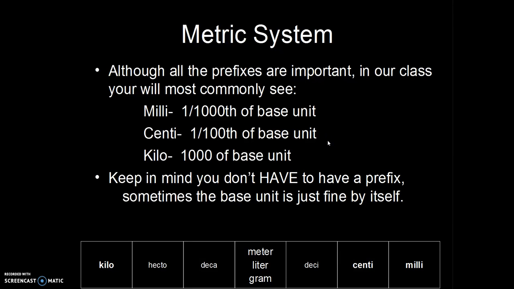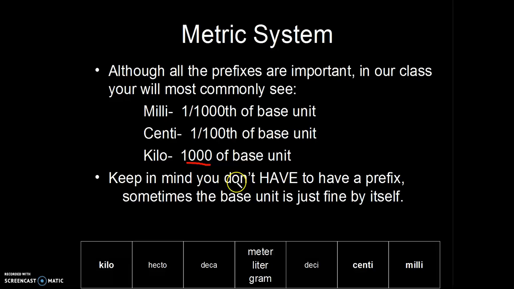So although all of the prefixes are important and you need to know hecto, deca, deci, all of them, there are a few that you see much more commonly, and that's milli, centi, and kilo. Milli is defined as 1/1000th of a base unit, centi is 1/100th of a base unit, and kilo is 1000 of a base unit. So for example, a kilometer is equal to 1,000 meters. A kilogram is 1,000 grams.